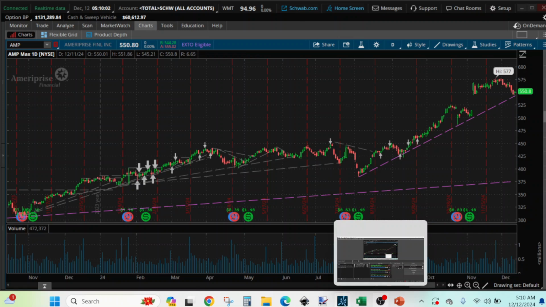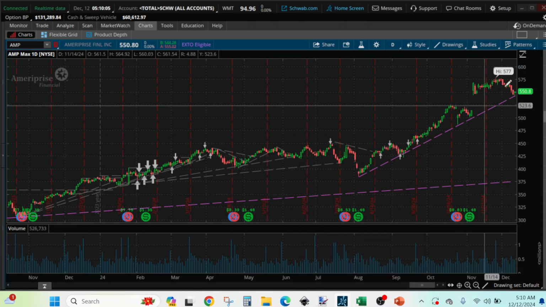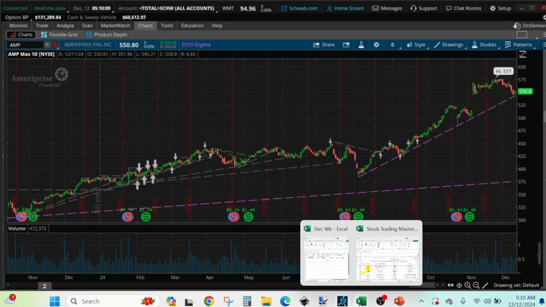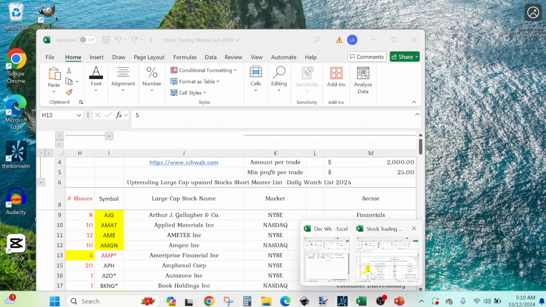So let's move to the next one. This one is one we are going to buy. How much we are willing to commit to it, we will find out when we do our record keeping the next day.